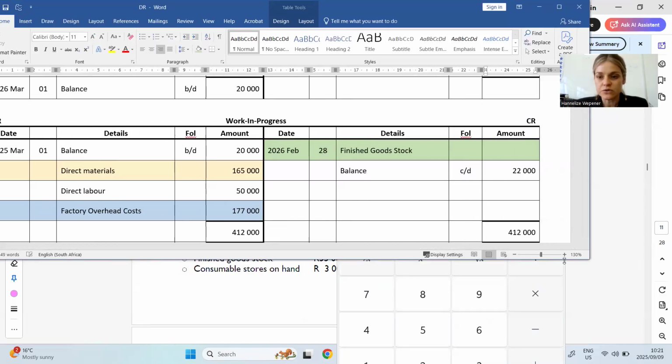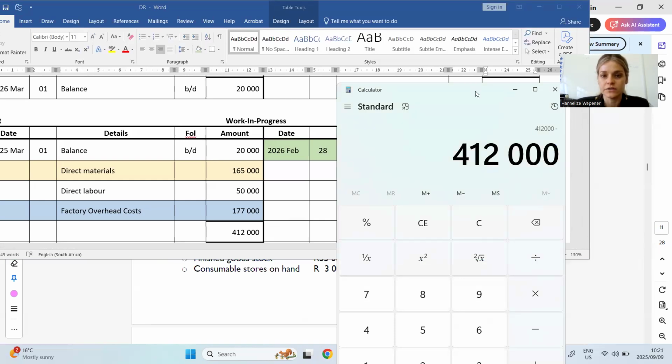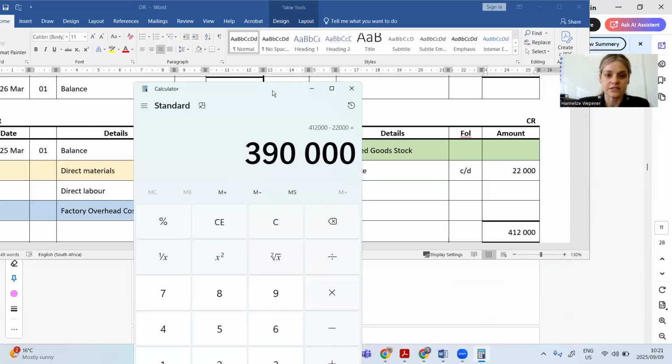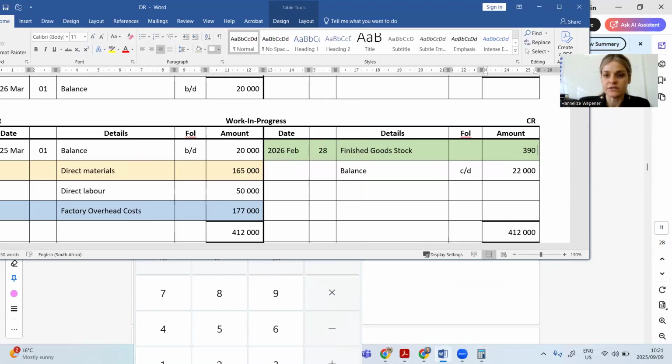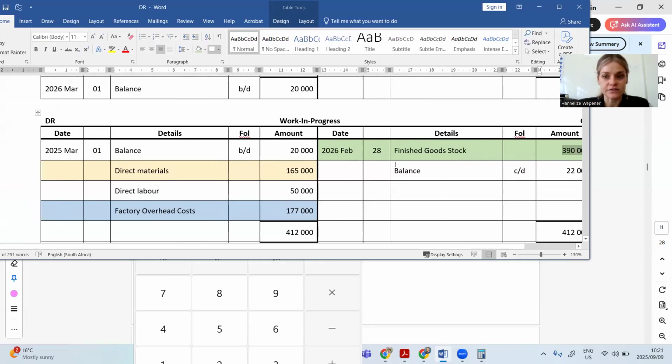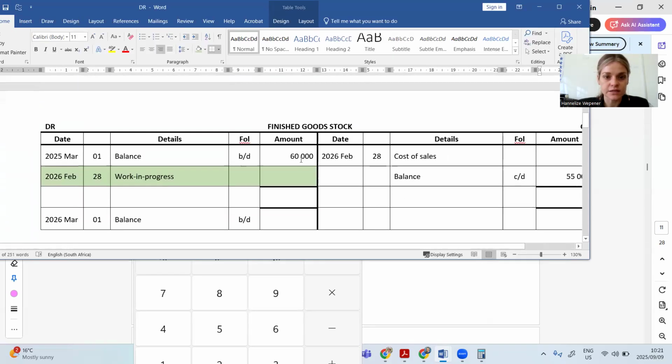So you must always work up until the point where you only have one unknown. So minus 22,000 at year end. So 390,000 is what you finished. So this is what you worked on during the year. And then you finished a total of 390,000 worth of goods that you can now sell.